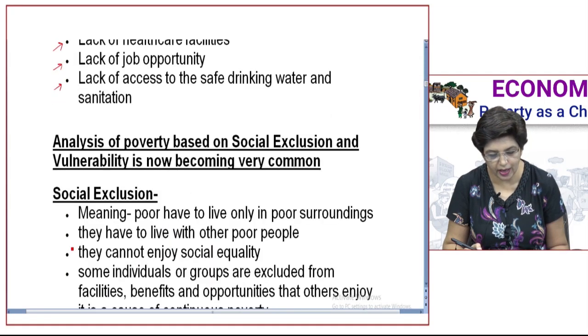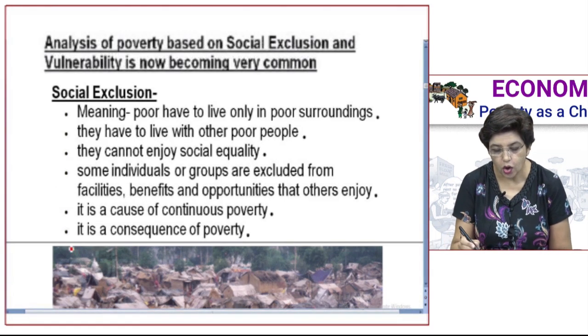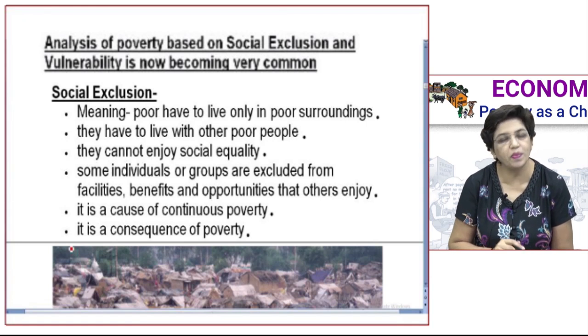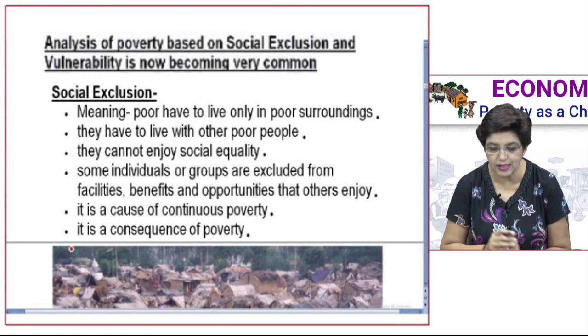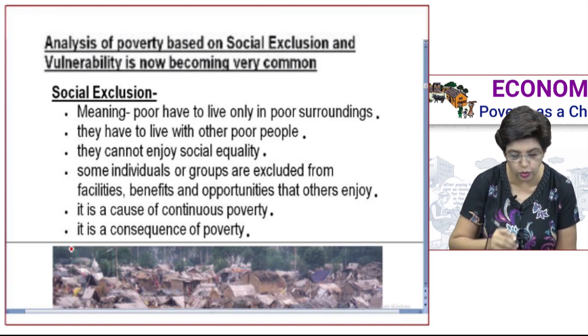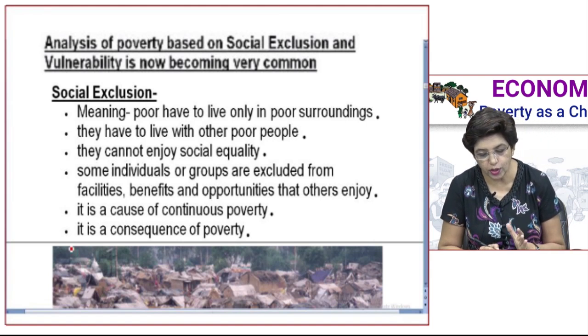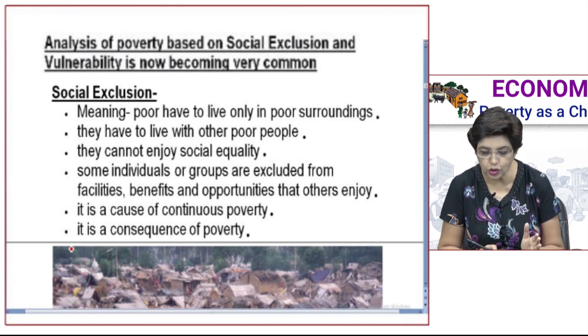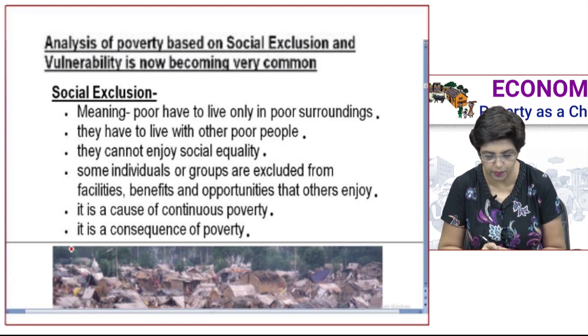So actually, analysis of poverty on the basis of social exclusion and vulnerability is now becoming very common. So let us understand these two terms. First is social exclusion. It means the poor people have to live only in poor surroundings. They have to live with other poor people. They cannot enjoy social equality with other people living in the same society.